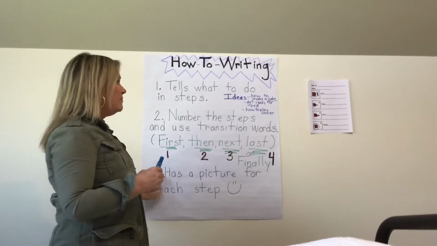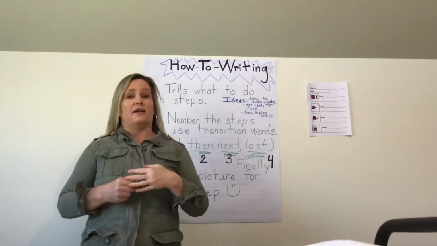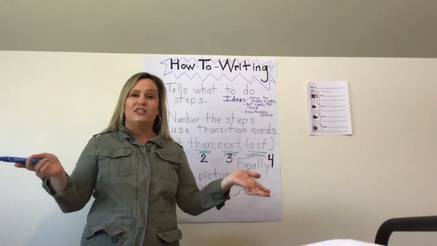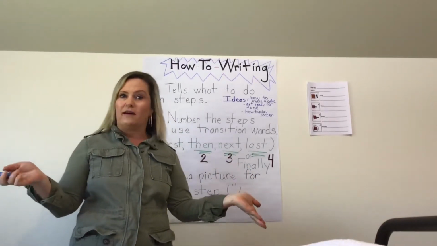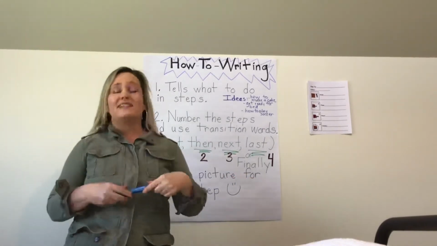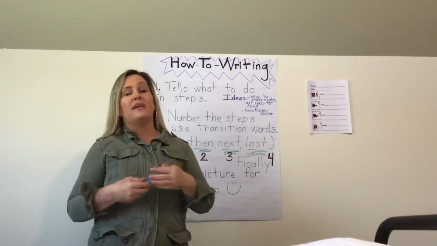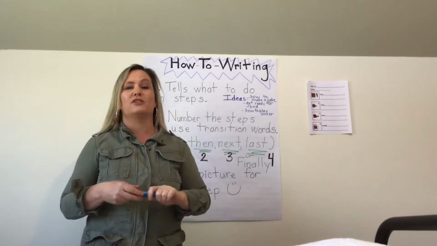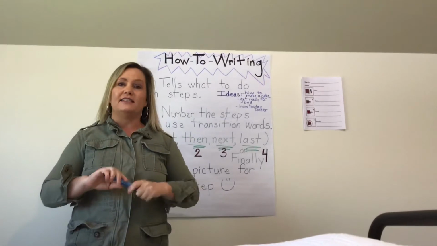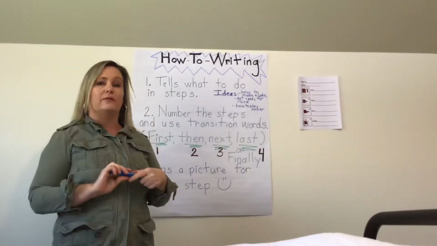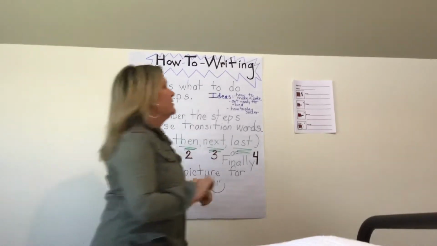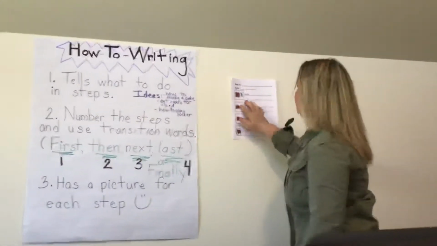So I was talking to my daughter Lila this morning, and we were talking about what example I could use for how-to writing. So we decided to teach you how to make a peanut butter and jelly sandwich. So I'm going to show you how I write the steps to make a peanut butter and jelly sandwich on the paper that you will have to do your writing. So everyone move your eyes over here.